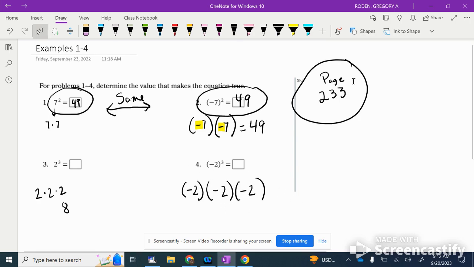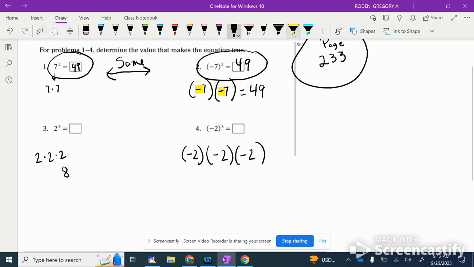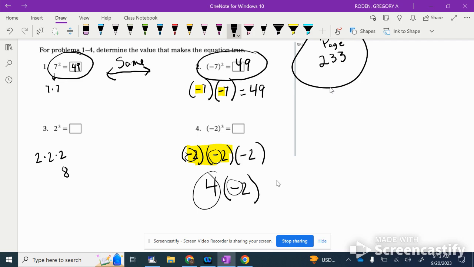Now, I'm going to multiply in pairs here. What's negative 2 times negative 2? Negative 2 times negative 2 is positive 4. A negative times a negative is a positive. So this is positive 4 times negative 2. What's 4 times negative 2? A positive times a negative is a negative. So this answer is going to be negative, and 4 times 2 is 8.